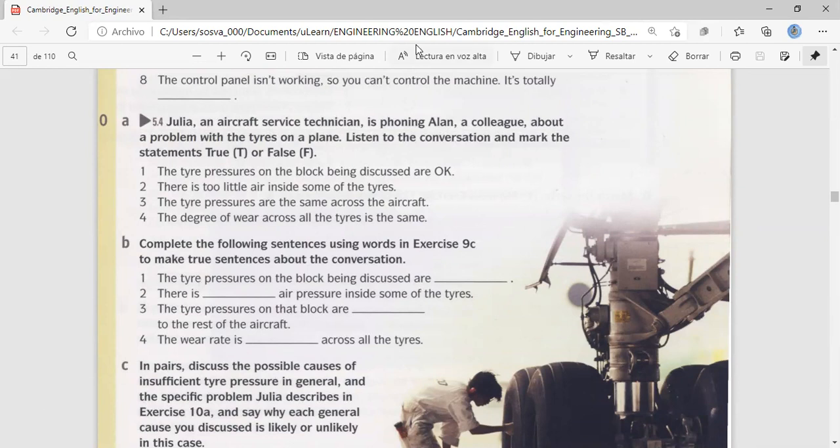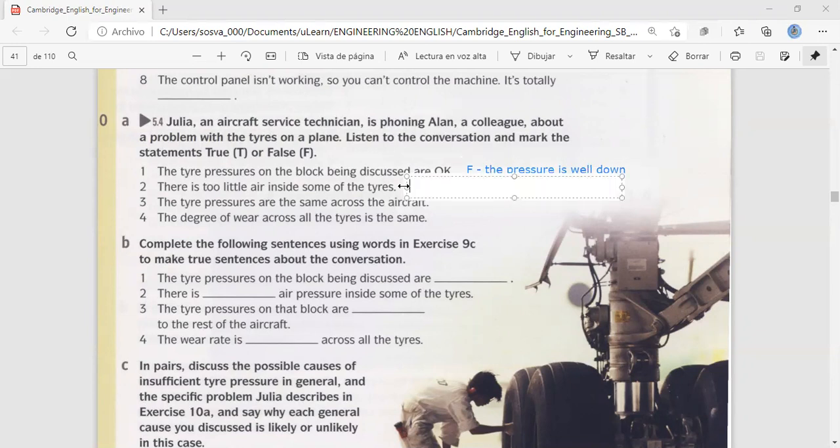Well, I understand that the pressure is well down. Yes. Exactly. So they're not okay. That's false. Okay, the pressure is well down. Right, all right. Okay. False. The pressure is well down. Oh, okay, I understand.